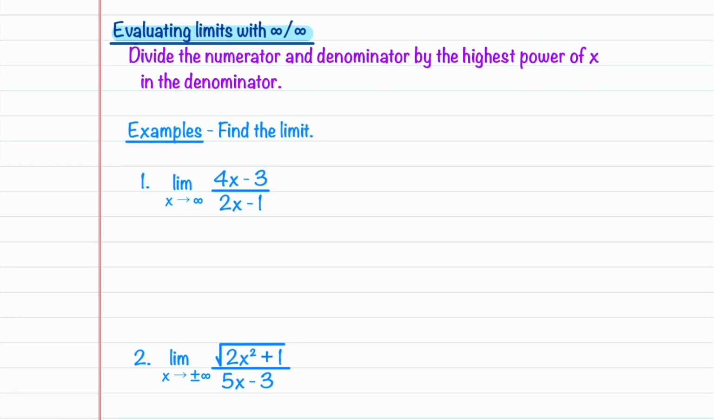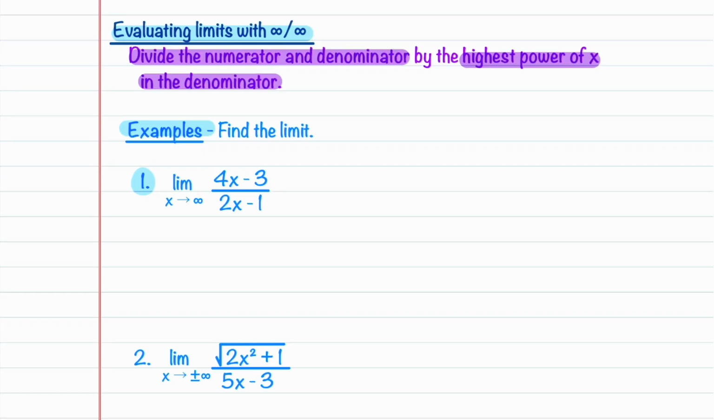When you evaluate a limit that has the form infinity divided by infinity, what you're going to do is divide the numerator and denominator by the highest power of x in the denominator. Let's look at some examples so we can see exactly how this works. In these examples, we're asked to find the limit. In our first example, we're taking the limit of 4x minus 3 divided by 2x minus 1 as x goes to infinity.